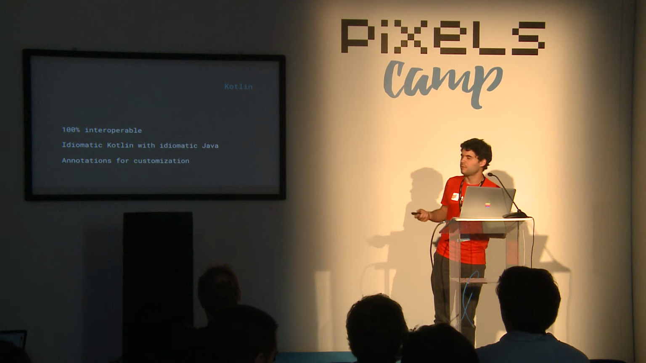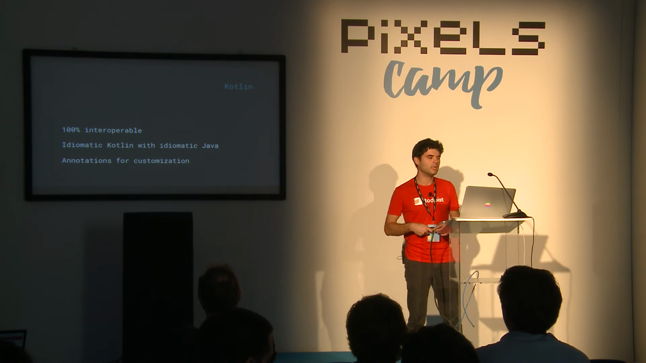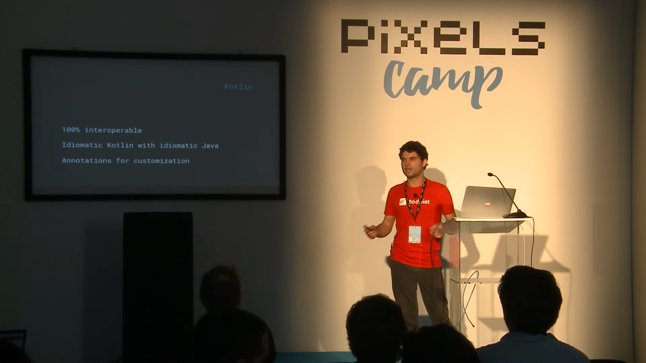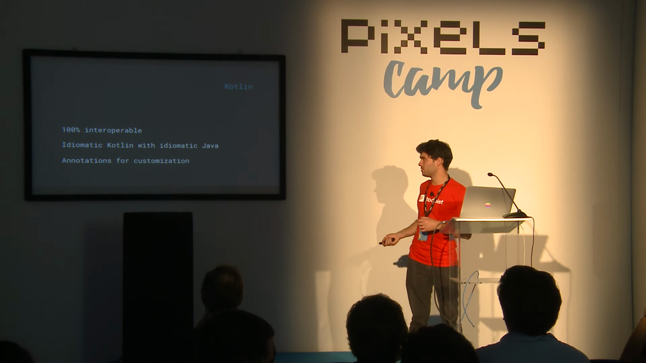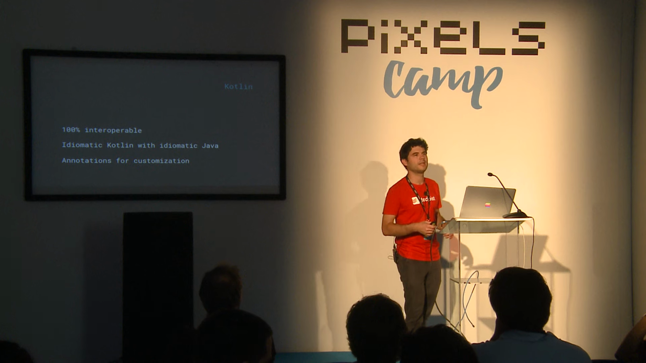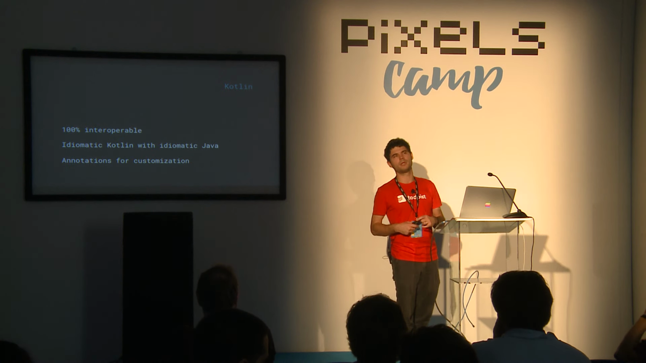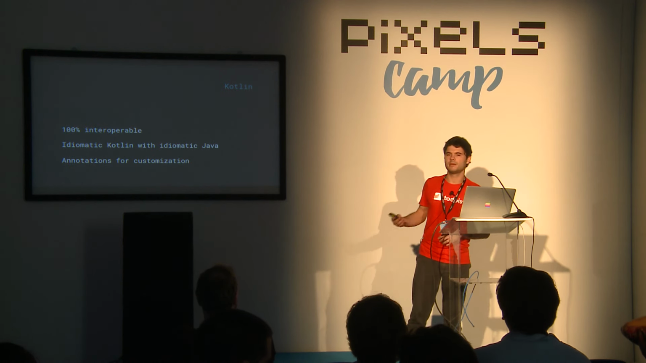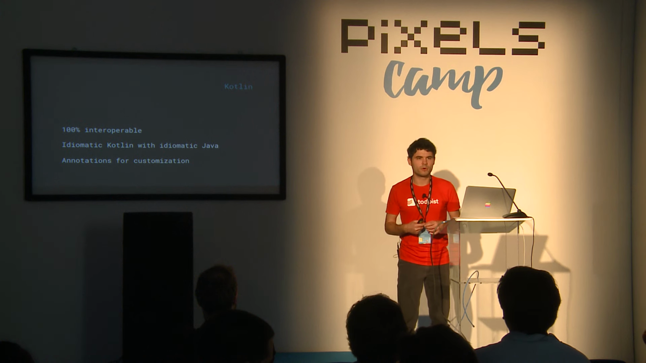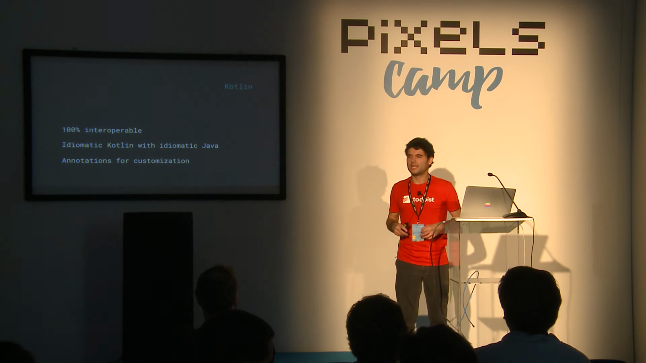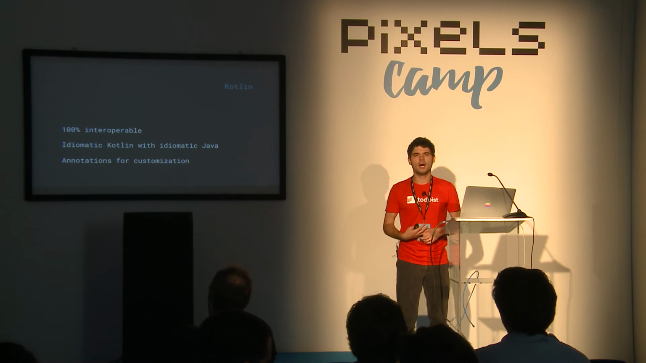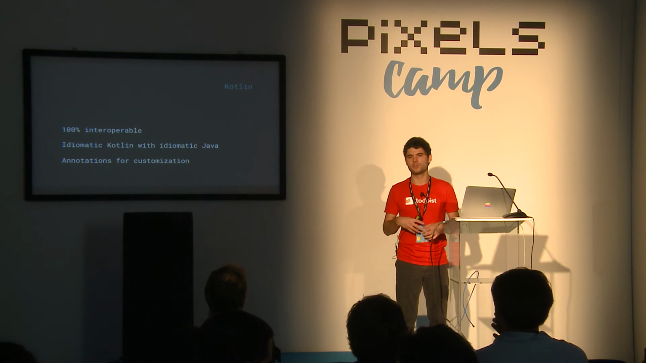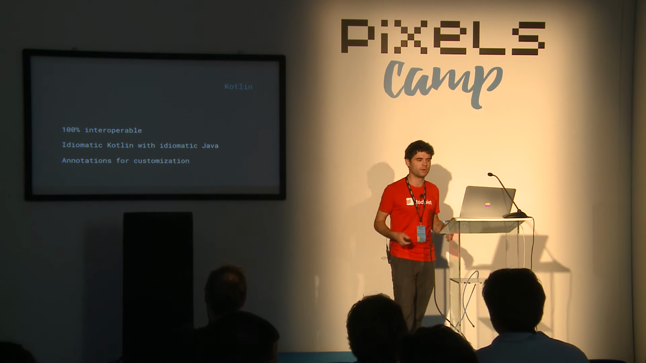As I hinted before, it's 100% interoperable. You can easily use idiomatic Kotlin from idiomatic Java. And you have annotations for customization. Since Kotlin has some pretty cool features, for example, you can define multiple classes in the same file. Obviously, this is not supported by Java. So it has some defaults for generating the Java equivalents that you can use. But you can customize its behavior using annotations if you don't like the defaults, which are generally pretty sane.